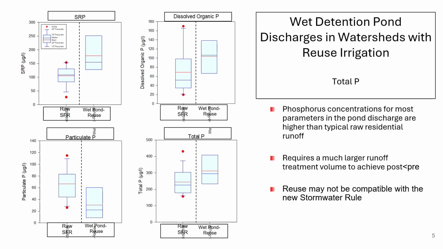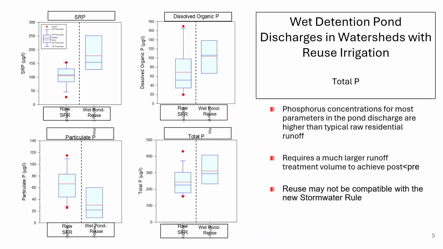Here, we're examining field-collected data from wet detention pond discharges, specifically in watersheds where reuse irrigation is practiced. What we're observing is a direct impact from the use of reclaimed sewage or reuse water within these catchments. Our findings indicate that phosphorus concentrations for most parameters in the pond discharge are consistently higher than what you would typically find in raw residential runoff.